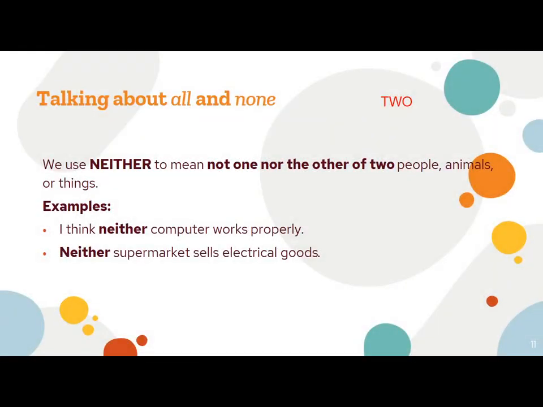So let's move on to neither. Again, neither is going to be the same as both, but for neither we're going to use it in the negative form. In the case of neither, we use it to mean not one nor the other of two people, animals, or things. Now take a look at the example and please pay attention to this. I think neither computer works properly. Neither supermarket sells electrical goods. And now you might wonder, teacher, but why, if you're talking about two things, are you using the singular computer?